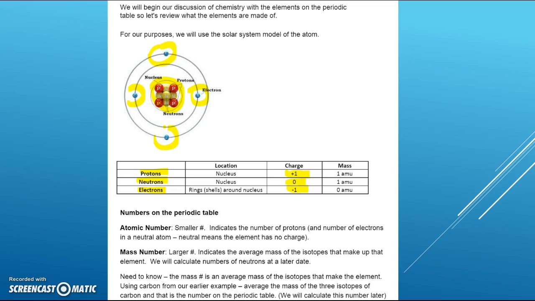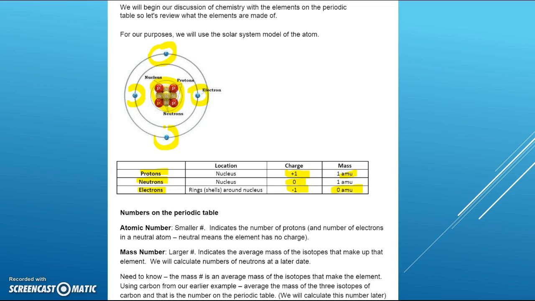Now the mass of these is different. We'll talk about this more, but this is kind of a measurement of mass, AMU here. So protons have a mass of 1 AMU. So do neutrons, but notice that electrons do not. Their mass is 0 AMU. So AMU refers to atomic mass units. It's just kind of a measurement of the mass of something. So when we talk about these, it's important to remember the differences between the 3 of them: the difference in their charges, where they're located, and their mass differences.